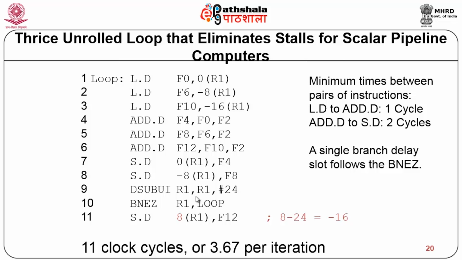This slide shows you a loop that has been unrolled 3 times, and we've assumed that there is a latency of 1 clock cycle between the load and the add, and 2 clock cycles latency between the add and the dependent store, and there is a single branch delay slot for the branch instruction. And this loop, we've assumed, will take 11 clock cycles to execute depending upon the schedule that has been shown here, or about 3.67 clock cycles per iteration.